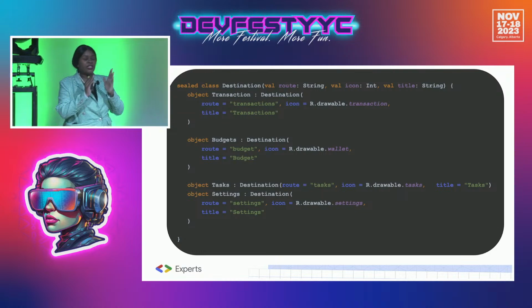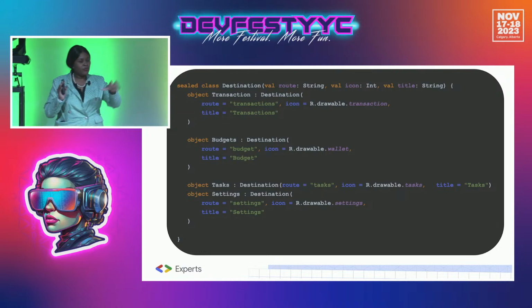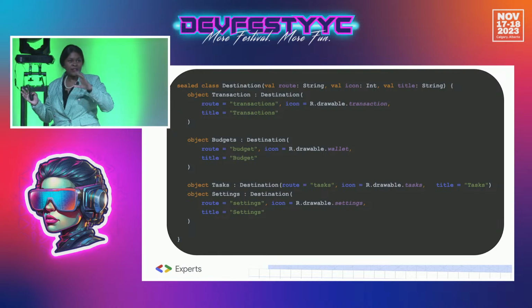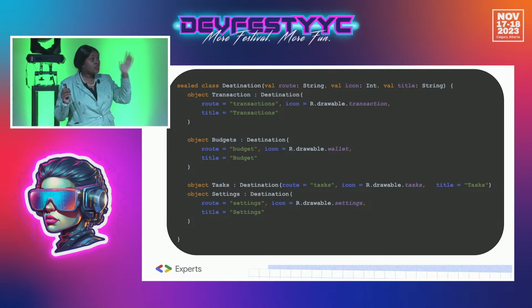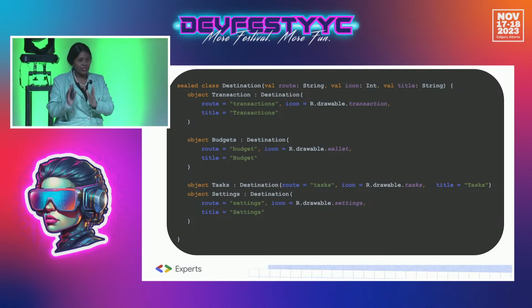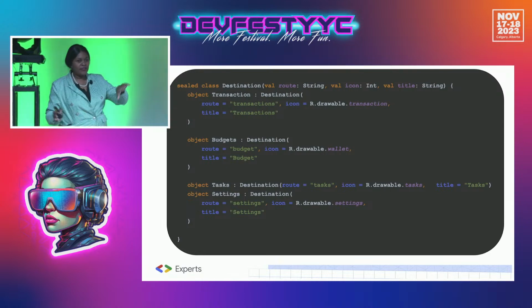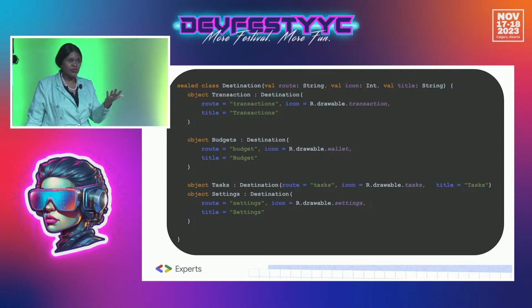Now, the route is where we will be navigating to. The icon just defines the icon of that particular destination, for instance, the budget icon, the task icon, the settings icon. And then the title just gives this particular object of mine, which are screens actually, that particular title. So if you clicked on, let's say, transaction, you would see the title transaction in it.